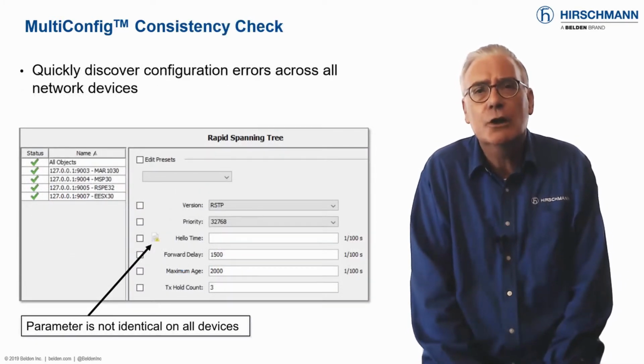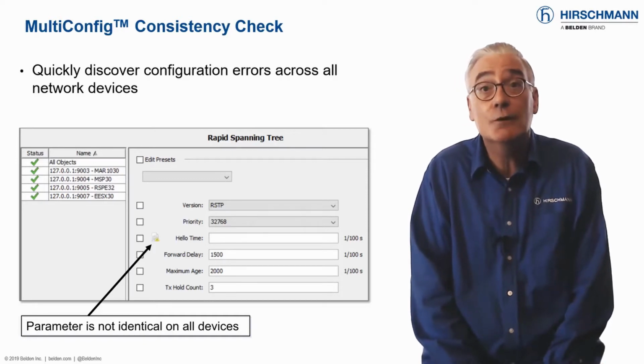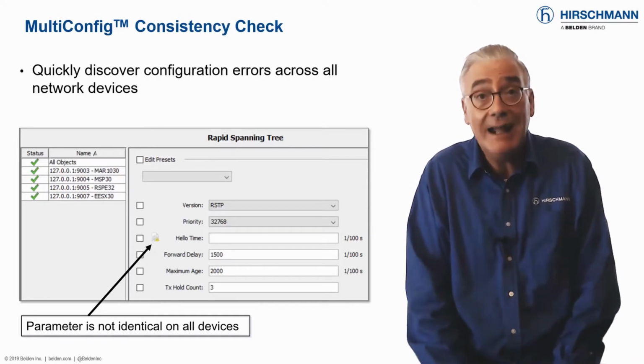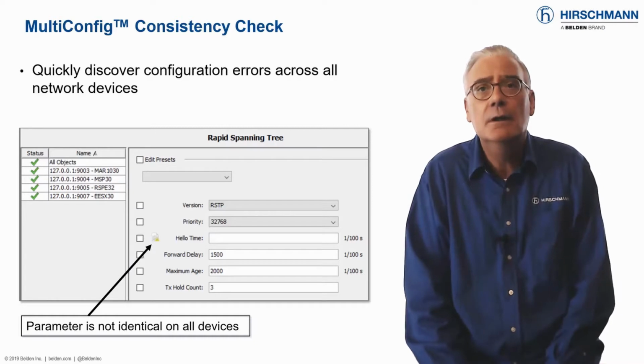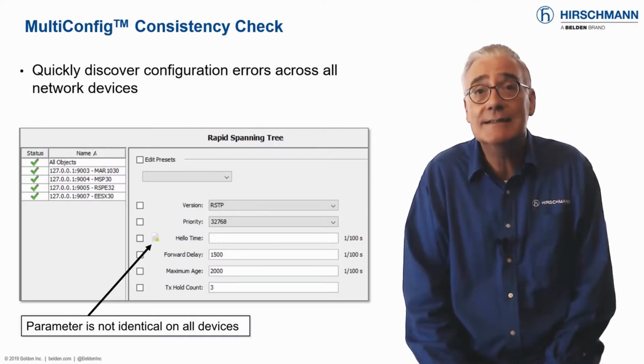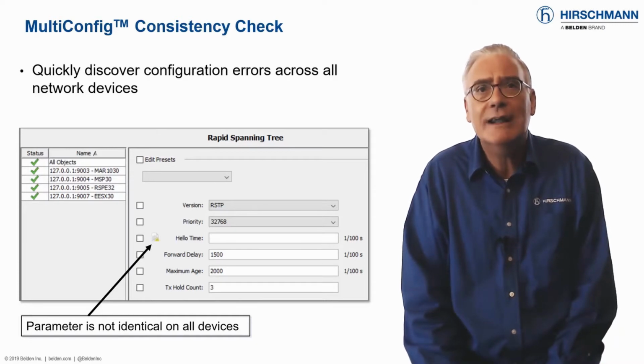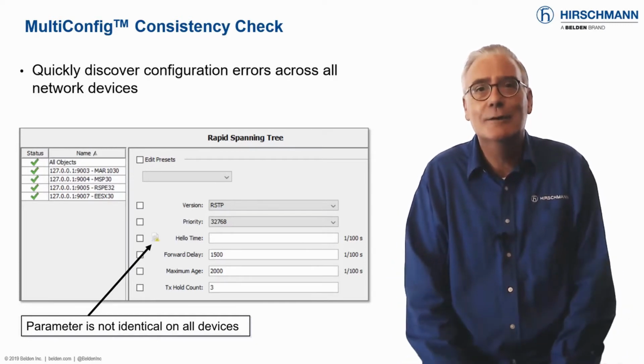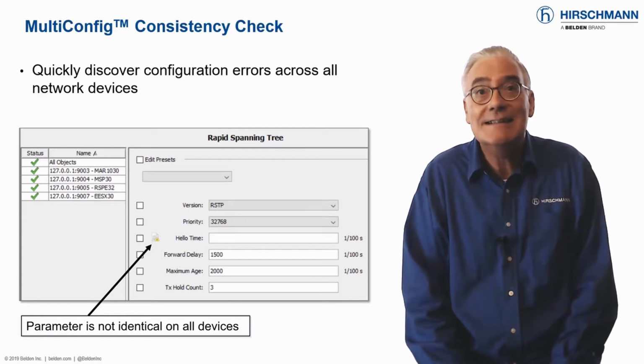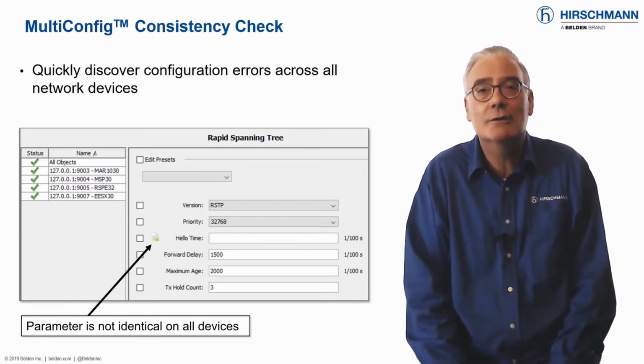Consistent configuration across switches is essential for stable network operation and maximum uptime. There are many ways to analyze configurations across devices, but sometimes all you need is a quick check. The MultiConfig Consistency Check provides you with a fast and easy solution.